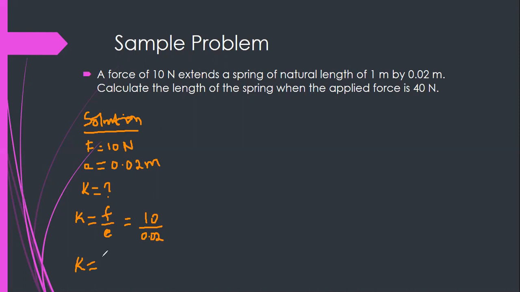So this is the constant of the spring. So we have gotten it. Then we put the units. Please don't forget to write the units. Units are very important in physics or generally in science, to differentiate a given quantity from another. So we have spring constant as 500 Newton per meter. Then we can now calculate the length of the spring when the applied force becomes 40 Newton.